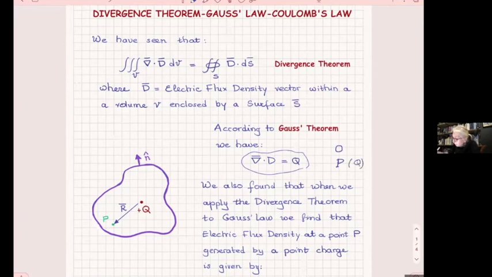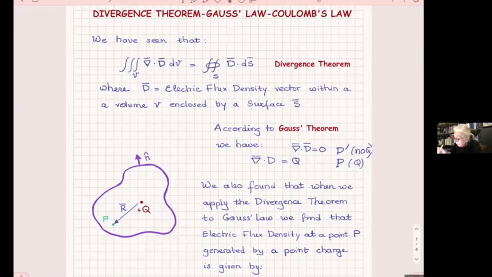Now, if I move to another point, P prime, where there is no charge, no Q, then at that point, the correct relationship would have been divergence of D equals 0. All right.